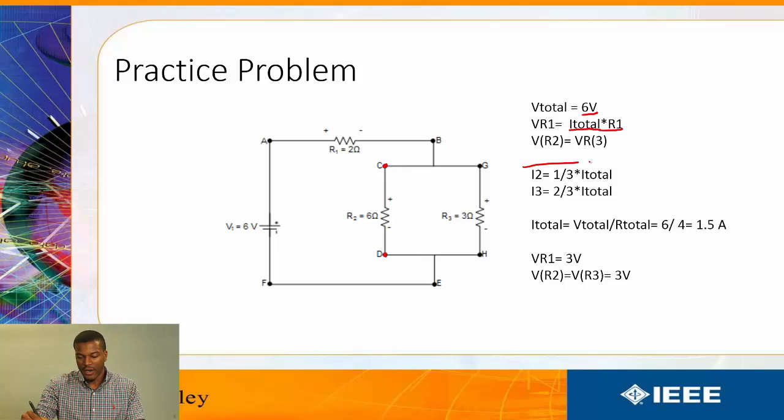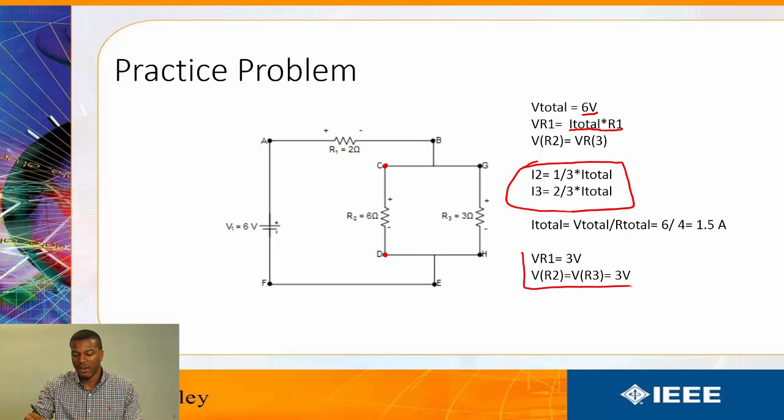By using the current divider rule, we can find the ratio of currents that will go through each resistor. And you notice that more current flows through the resistor of a smaller value. This should be kind of intuitive to you, since higher resistance means it will oppose current more. So again, our final answer is that there's 3 volts dropped across each of the resistors.